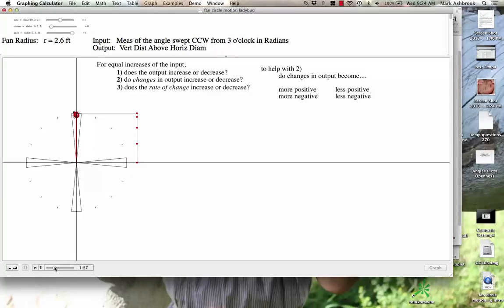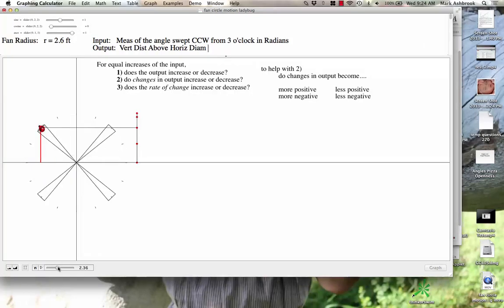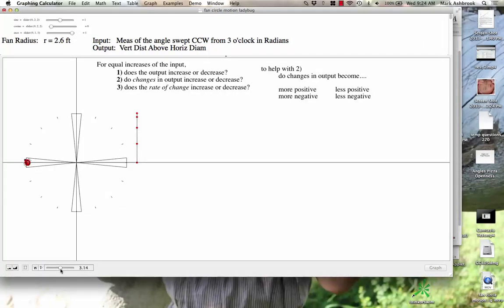Okay. How many people say they're increasing changes? How many people say decreasing changes? Oh, it's like 50-50. Okay, the changes are positive or negative? These are negative changes, first of all. Are they getting more negative or less negative? More negative. Increasing or decreasing changes? Decreasing.